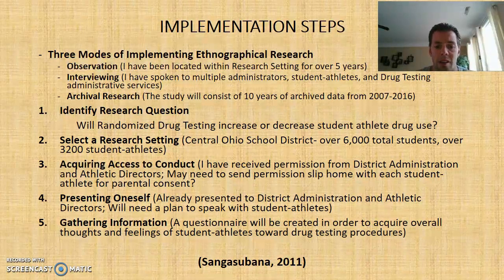Acquiring access to conduct the implementation procedures here. So I've received permission from district administration. I've talked to the superintendent's office. I've talked to the athletic directors of the 3 high schools. I may need to send a permission slip home with each student athlete for parental consent. I'm still speaking with the athletic department on how that's going to work.